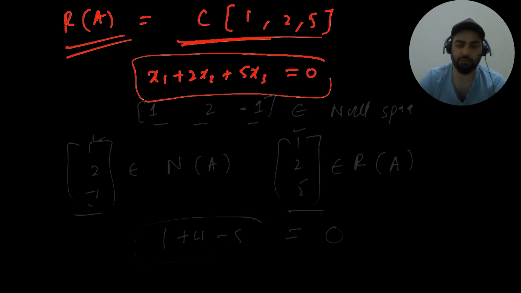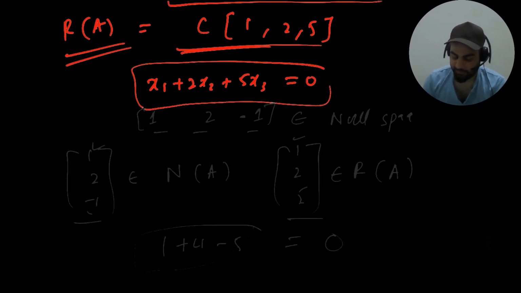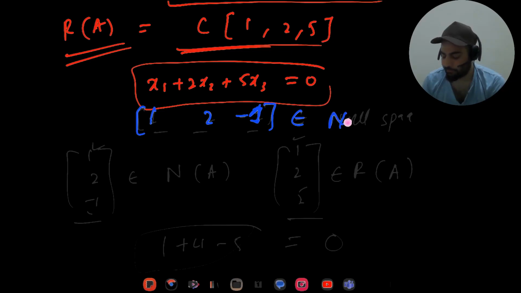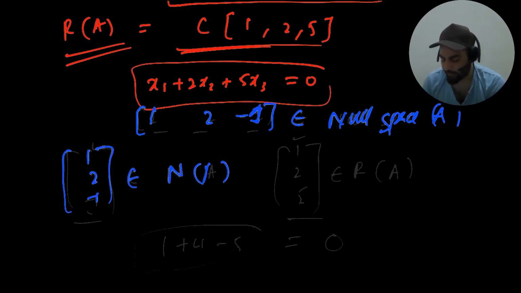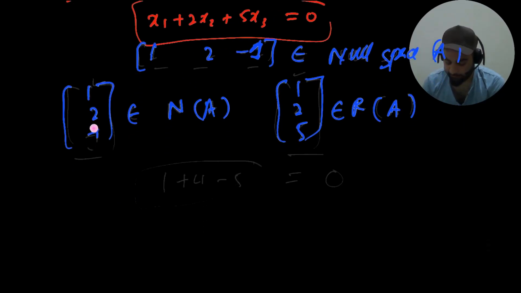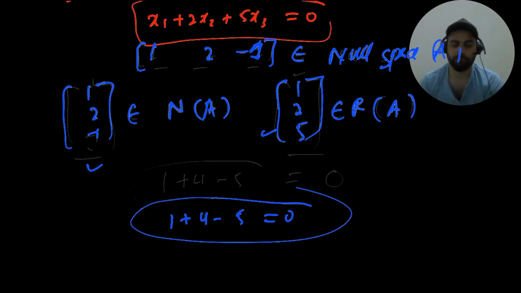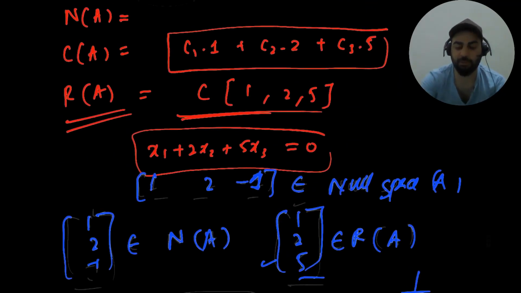So I have convinced you, by example, that if you have this vector 1 2 minus 1 that belongs to the null space of A, and then we took this vector 1 2 5 which was in the row space of A, and multiply them together, we get 1 plus 4 minus 5, which is equal to 0. So these two vectors are orthogonal to each other. I just showed you an example to prove the orthogonality, and similarly you can take the other things.